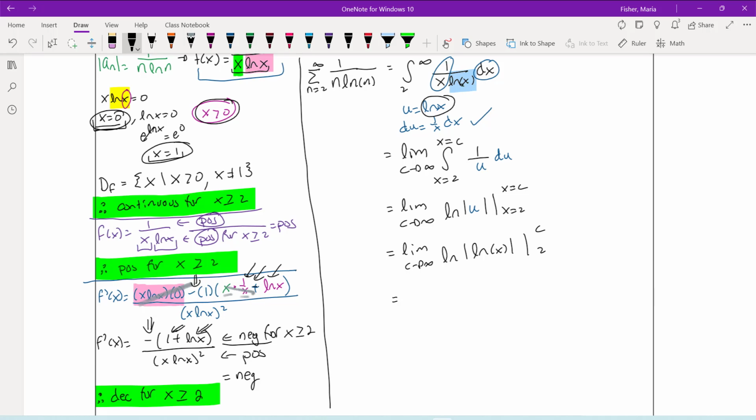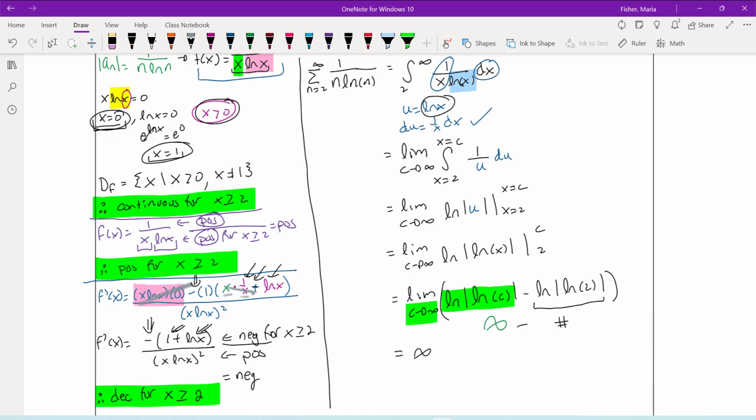Plug in those limits of integration. The limit as c goes to infinity of the natural log of c minus the natural log of the natural log of 2. Well, the natural log of the natural log of 2 is just a number. So when you take the limit as c goes to infinity of a constant, it's just going to be that constant. Here, the natural log of c when c goes to infinity is infinity, and then the natural log of infinity is also infinity, so we have infinity minus a number. Well, infinity minus a number is equal to infinity, and since we got infinity, we know that our integral diverges.